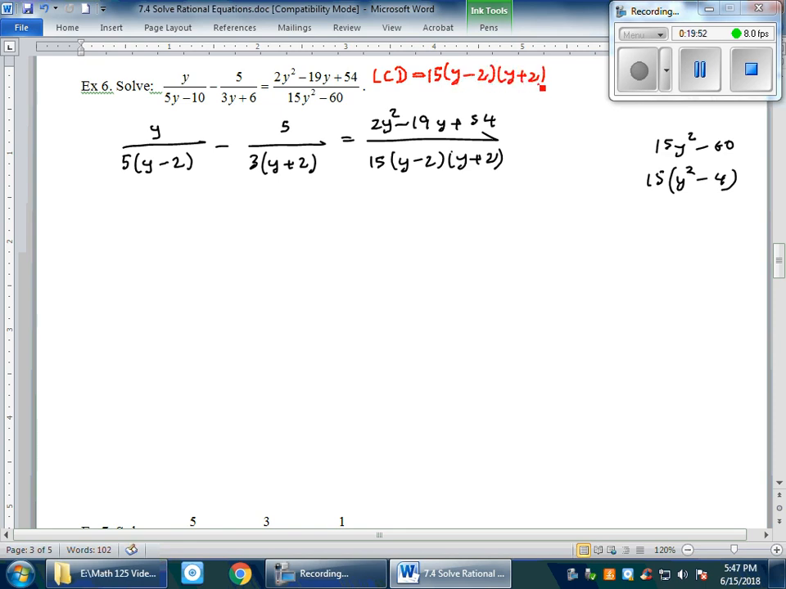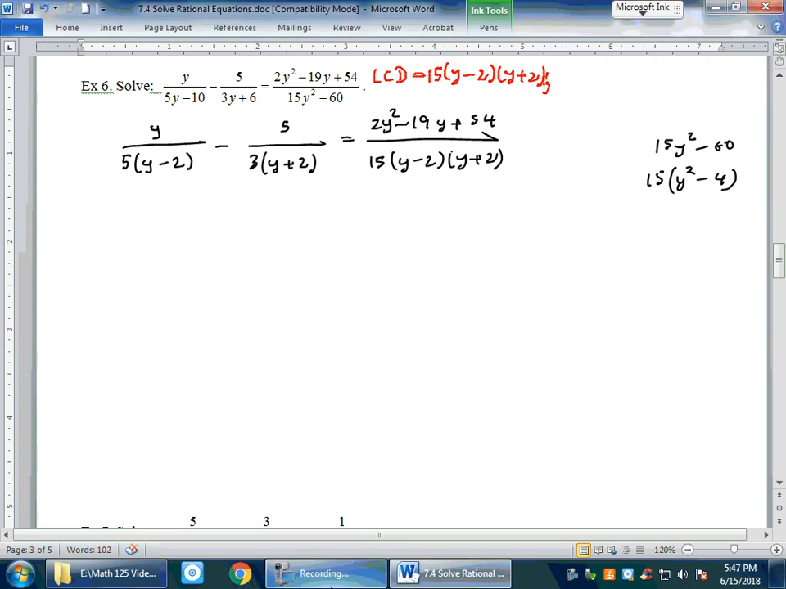So from here, I can see that my restrictions will be y cannot be equal to 2 or -2. Now we're going to multiply the left-hand side by 15 times y minus 2 times y plus 2, which is the LCD, and the right-hand side by the LCD.